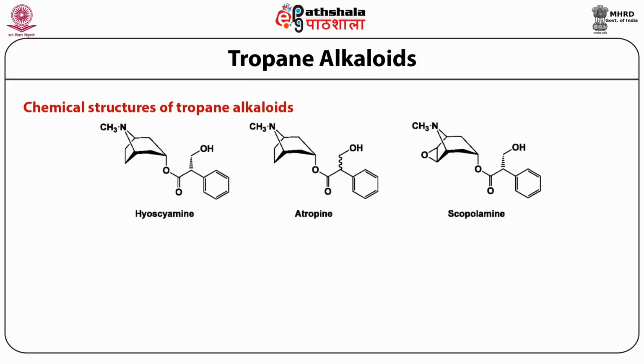Chemical structures of the three main tropine alkaloids: hyoscyamine, atropine, and scopolamine. These alkaloids are very significant as they are mainly found in members of the Solanaceae family. So these three make the basis of a chemotaxonomic group within the Solanaceae family. They act as a very significant chemotaxonomic marker.